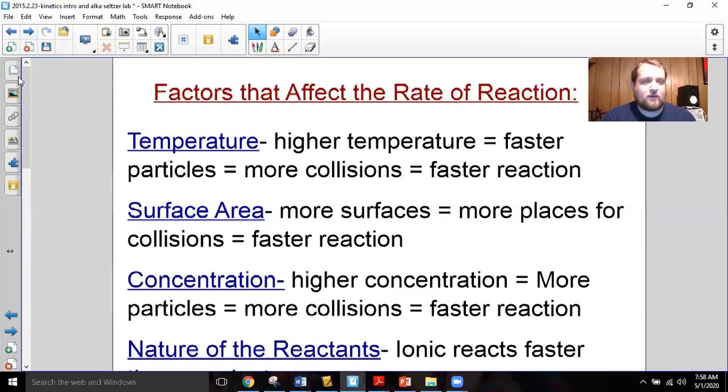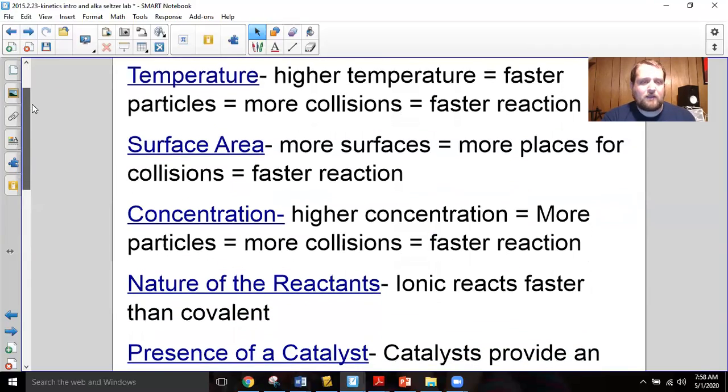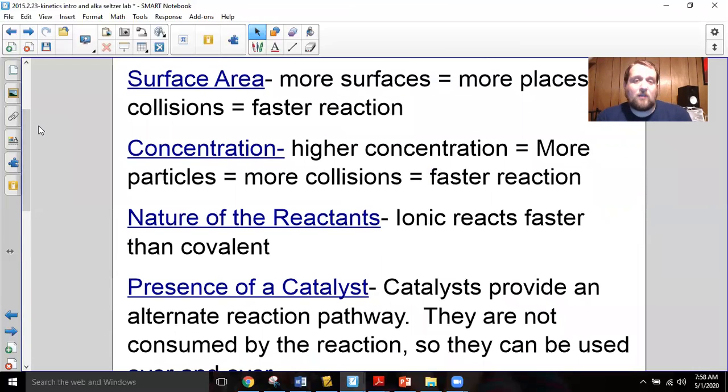A couple other factors that affect the rate: the nature of the reactants. Basically, ionic compounds react faster than covalent. This is because in an ionic compound, the atoms are just held together using ionic bonds, positive and negative charges, whereas in covalent, they actually have bonds holding them together.